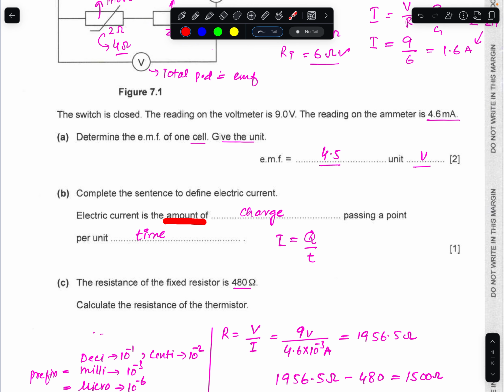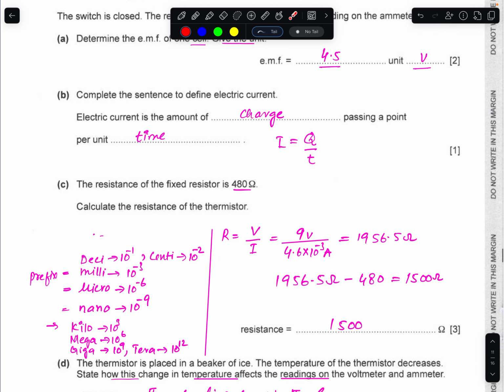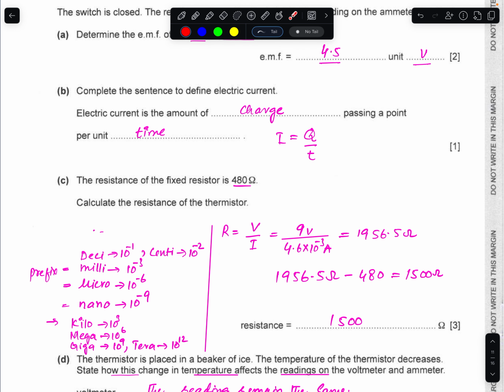Complete the sentences to define the electric current. Electric current is the amount of charge passing a point per unit time, and that is the equation, charge per unit time. The resistance of the fixed resistor is 480 ohms. Calculate the resistance of the thermistor. You must calculate the total resistance first, and then subtract this 480 and you will get the resistance of the thermistor, because only two components are used. One is the fixed resistor and the other is the thermistor.